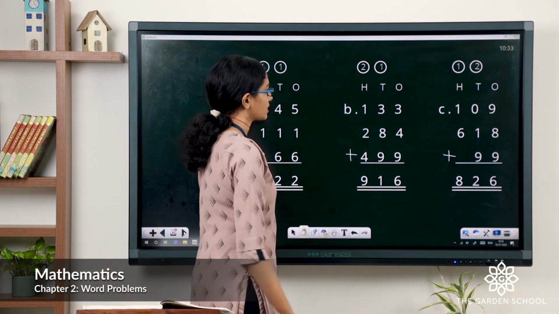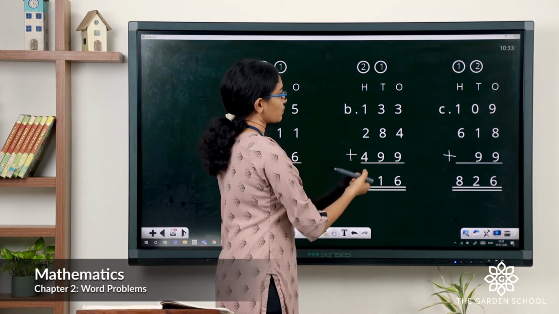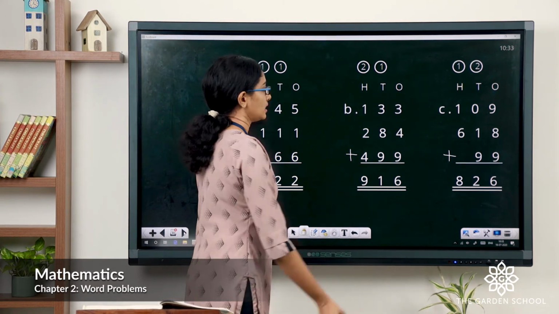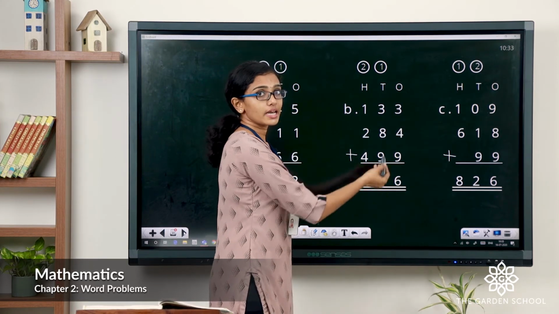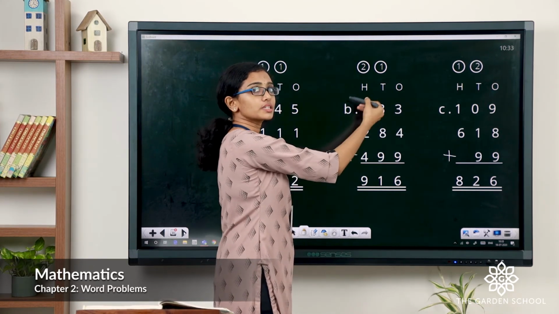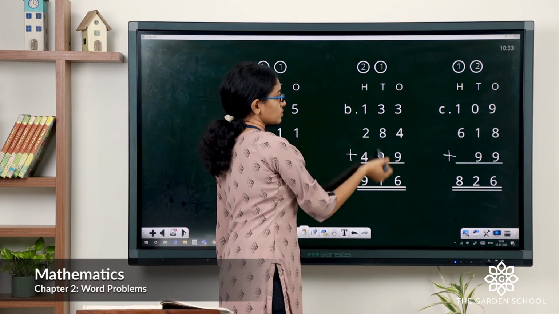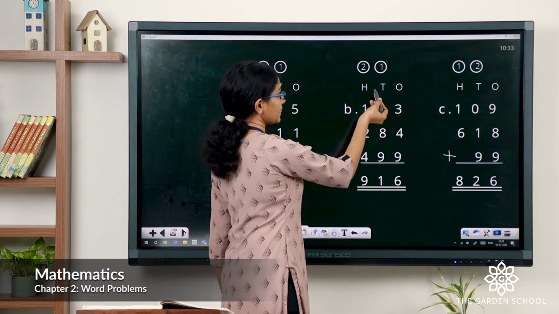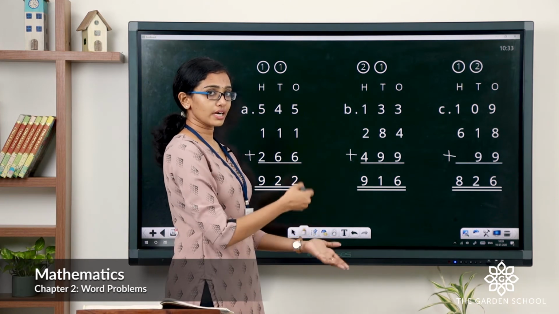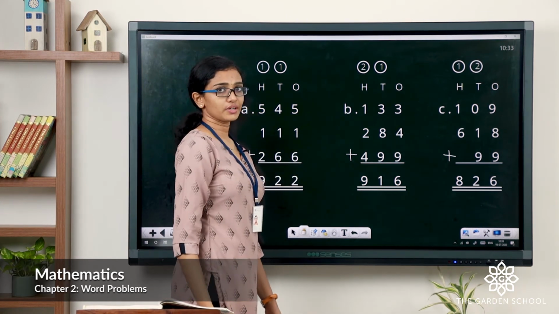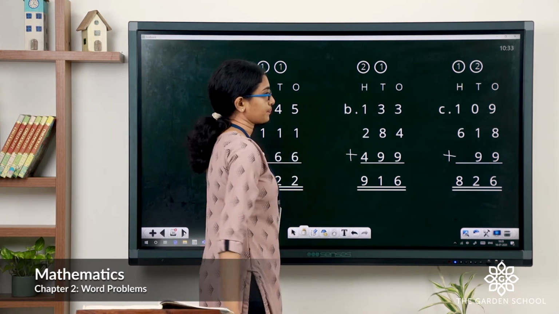And for B, it is 133 plus 284 plus 499. 9 plus 4, 13 plus 3, it's 16. You write the 6 ones here and carry over the 10 from 16 to the tens place, right? So it is 9 plus 8, 17 plus 3, 20 plus 1, it's 21. 10 here and the 21 tens equal 210. So that 200 you carry over to the hundreds place. So here it is 4 plus 2, 6 plus 1, 7 plus 2, 9.